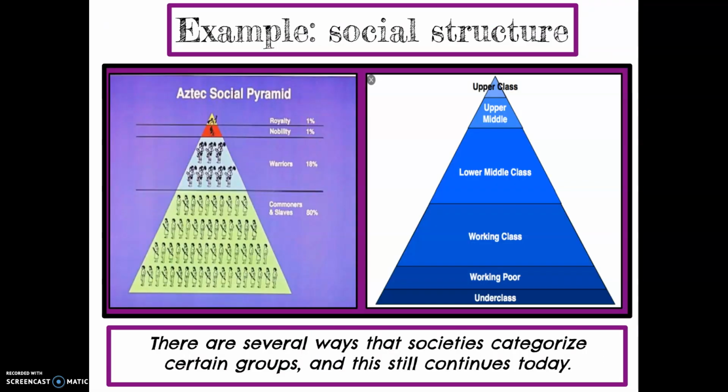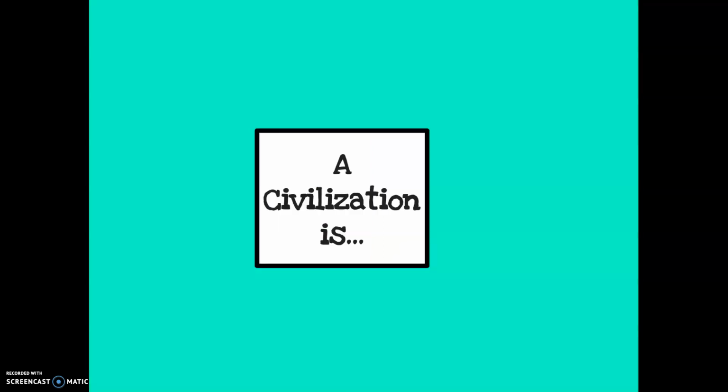So just to give you an example, on the left here is that Aztec social pyramid. Even though there were fewer of them, royalty definitely was at the top and the head. That pyramid really has not changed. And if you look on the right, that's a similar pyramid to what we look at here in America today. We'll talk about that a little bit as far as how that really affects our civilizations of today.